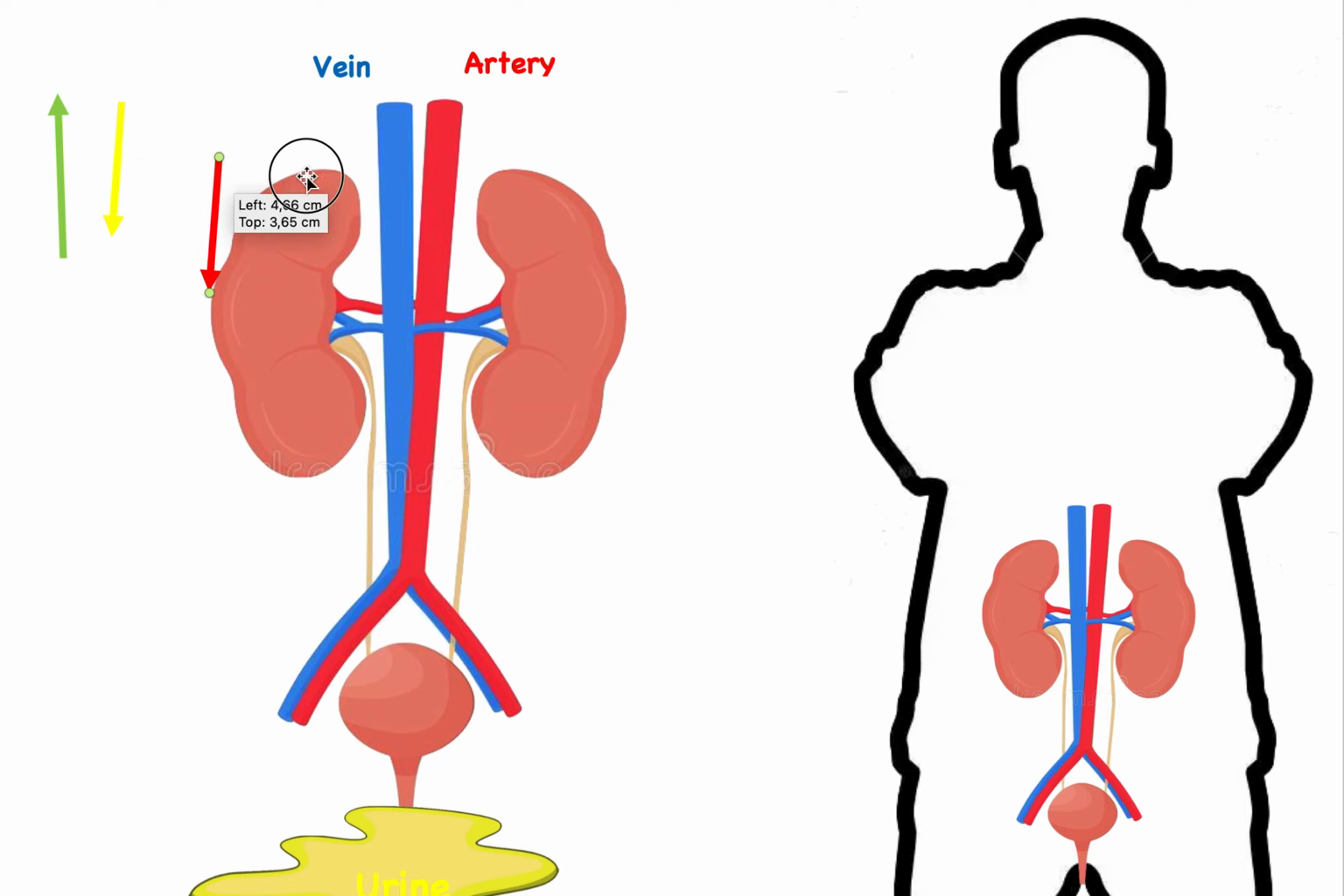So here we have, okay, I'll make that a different color, otherwise you're not going to be able to see it. So let's say here passes your blood that is not filtered yet.